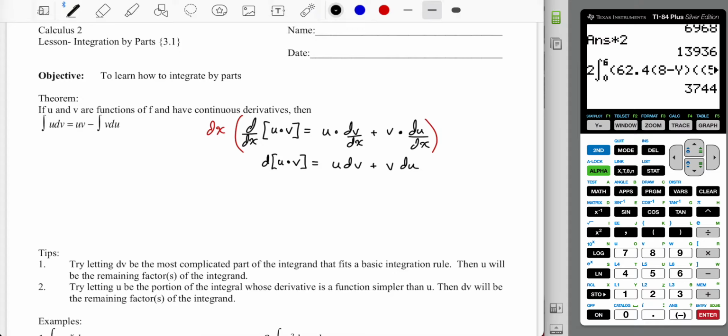But let me solve for one of these items, and that would be the u dv. So I would subtract off the v du, and I would have u dv is equal to d of uv, minus v du. Now if I go to integrate, I can integrate both sides of this equation.